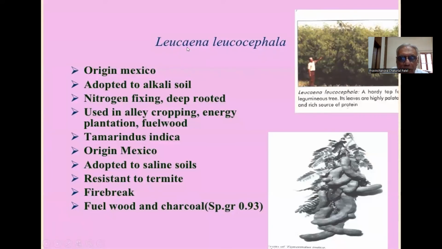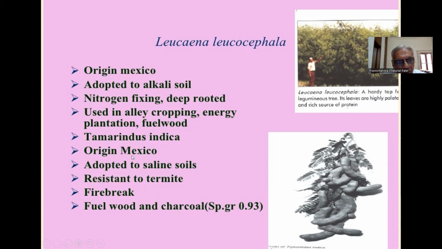Then Leucaena leucocephala, so it is subabul. It is a leguminous tree. We have seen that it fixes nitrogen more than 200 kg per hectare per year. Then there are the pros of subabul; details have been given. So it is a multi-purpose tree, origin Mexico, adapted to alkali soil. It can be grown naturally in any type of soil. Nitrogen fixing, deep rooted, used in alley cropping, energy plantation, fuel wood. So you know that farmers are preparing charcoal from Leucaena, and Leucaena charcoal has the maximum calorific value, and it is used in boilers.